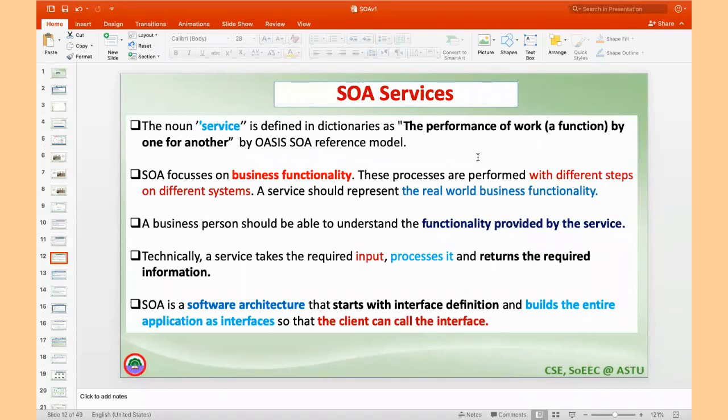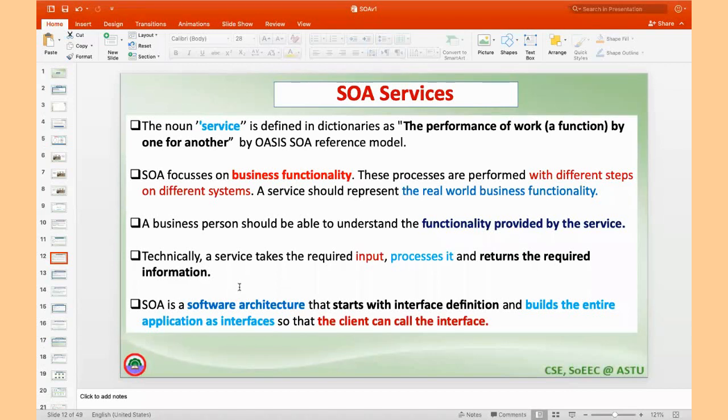Performance of the work or a function by one for another. The other is nothing but a caller, and the callee is going to perform whatever functionality is requested by the caller, right? So actually it is like an independent function. We can call it a service, but it should be somewhat meaningful in your business process. That's what it signifies. The business person should be able to understand the functionality provided by the service, right? So a somewhat higher abstraction should be there for your service.